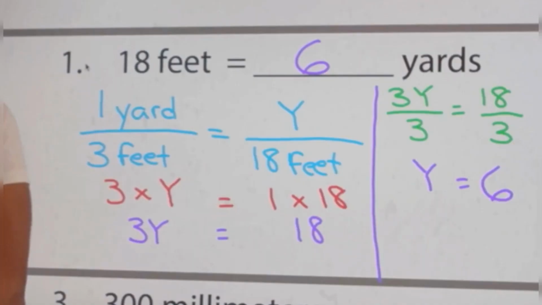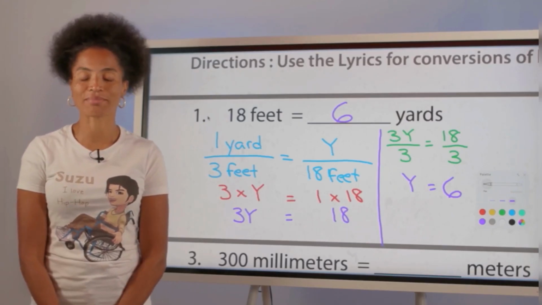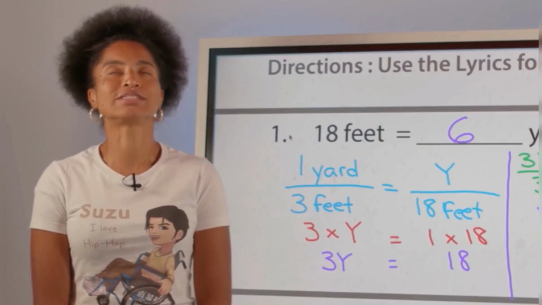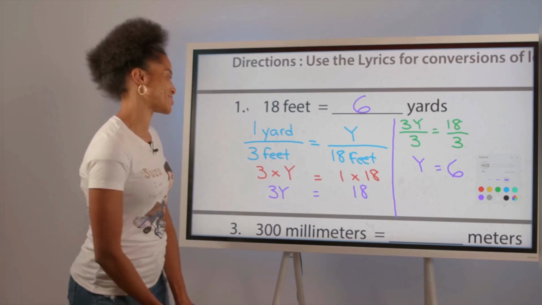Jot this down. Look how neat it looks. Make sure your math work is looking like a piece of art work. Not just math work. A piece of art work. Let's move on to number 2.